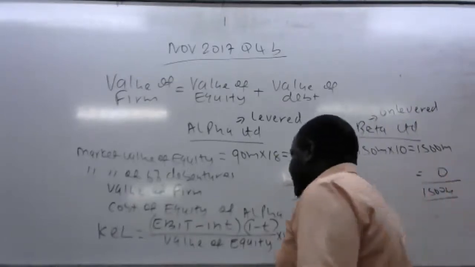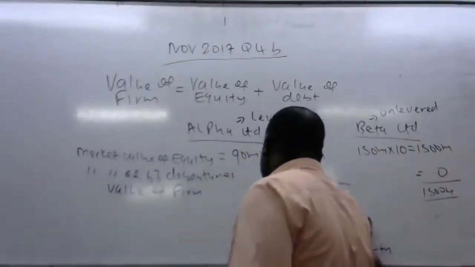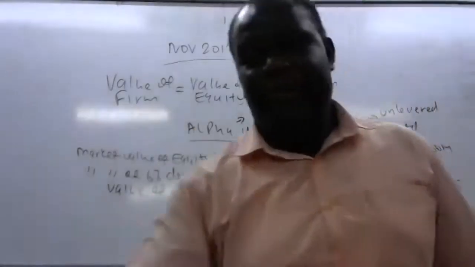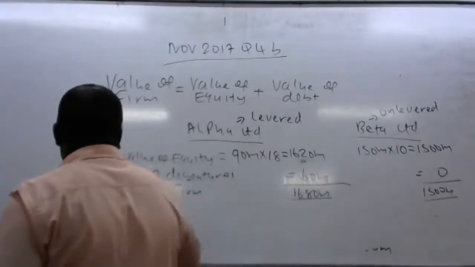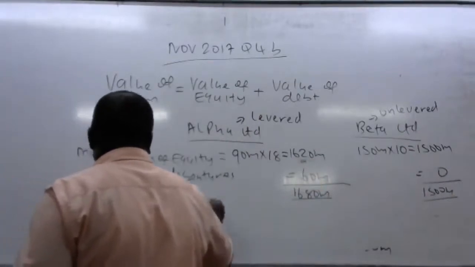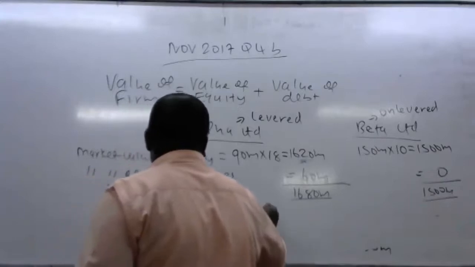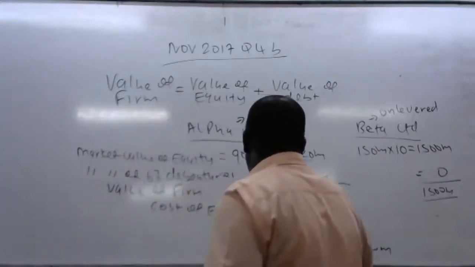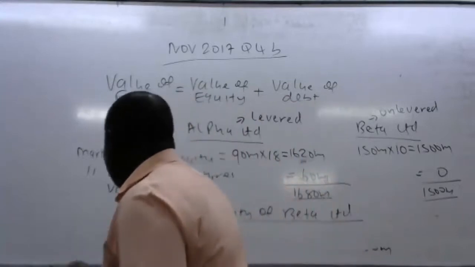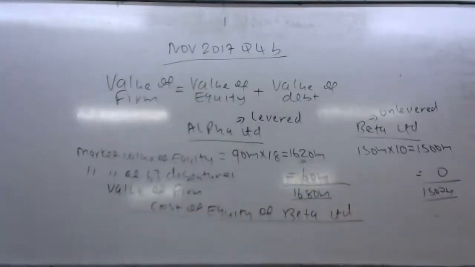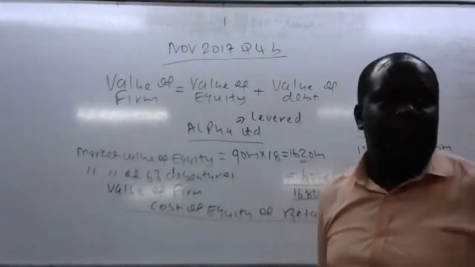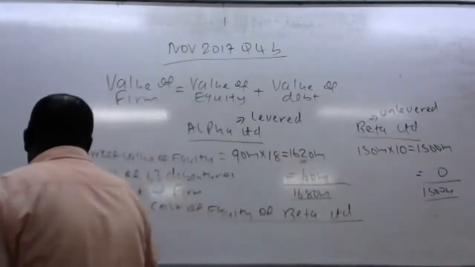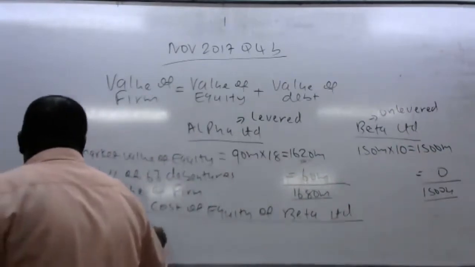So there was no tax. You remember that in the question? Without the taxes. So we also compute the cost of equity of Beta Limited. The cost of equity for Beta, it is unlevered. It means we get KEU. KEU is the cost of equity of the unlevered firm.